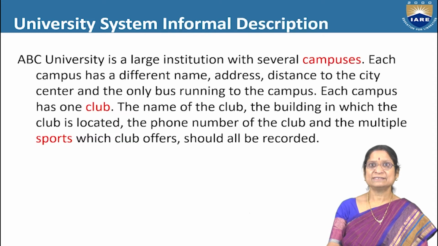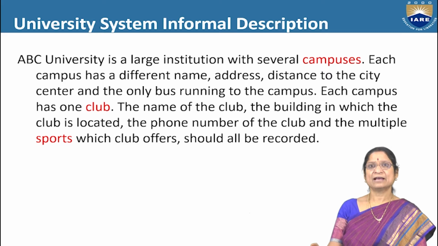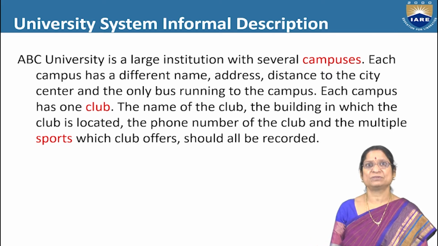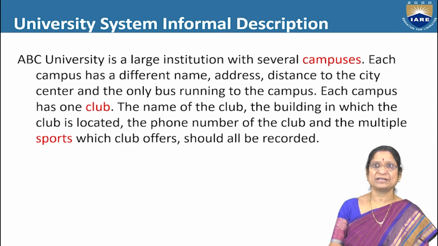Fine. What is a university? The university system informal description I'll explain. This was given as a case study for us. Let us assume that ABC University is a large institution with several campuses. Each campus has a different name, address, distance to the city center, and the only bus running to the campus. Each campus has a club.